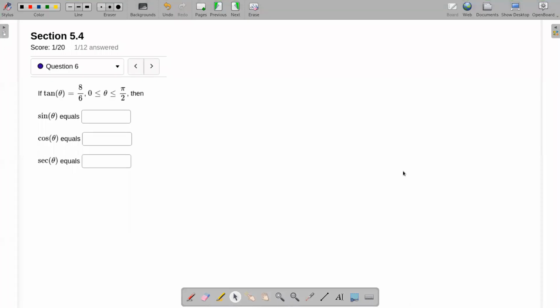Section 5.4, question number 6. Tangent of some angle theta is 8/6, and theta is somewhere between 0 and pi over 2. What is the sine, cosine, and the secant? What do we do first? We draw a picture.